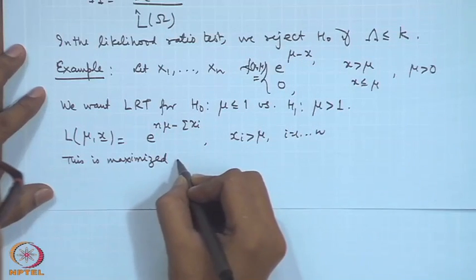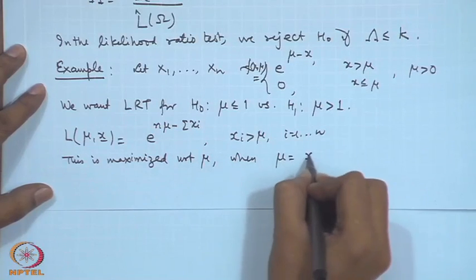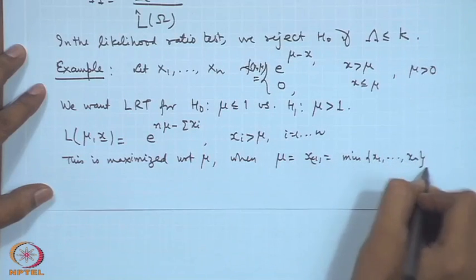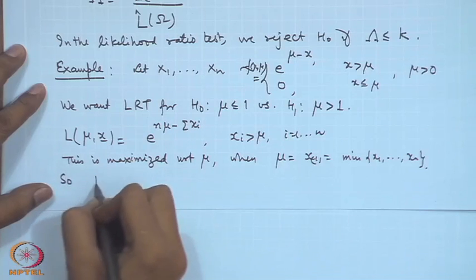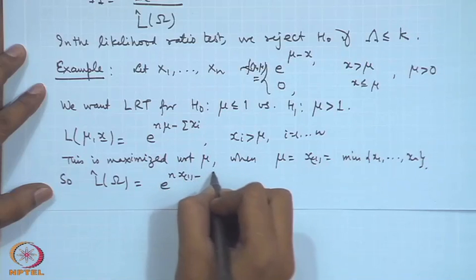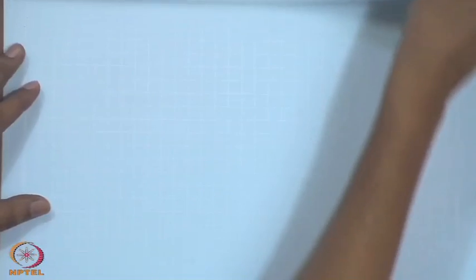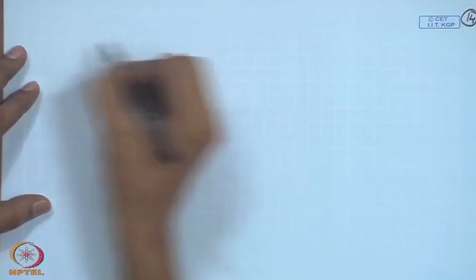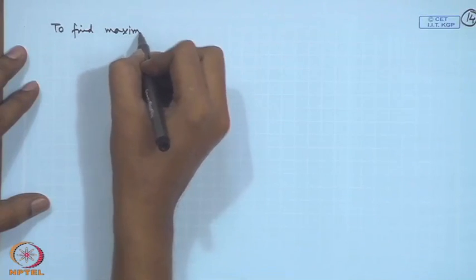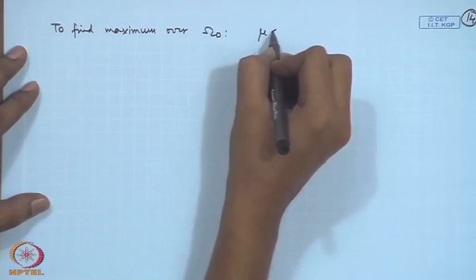So, this is maximized with respect to mu when mu is equal to actually the minimum of x1, x2, xn. So, you get L hat omega that is equal to e to the power n x1 minus sigma x i, the maximum value of the likelihood function over the parameter space. Now, let us consider to find maximum over omega naught. Omega naught here is mu is less than or equal to 1.